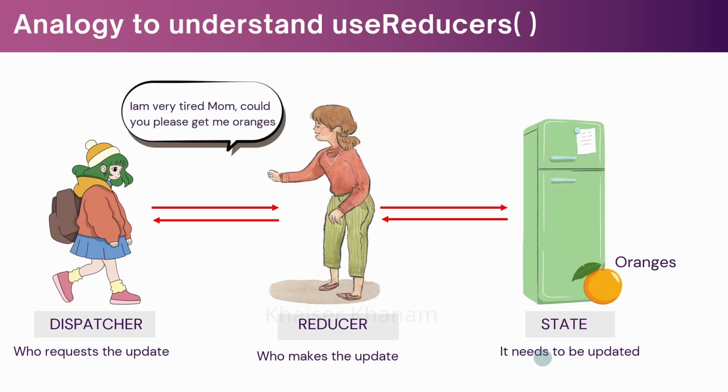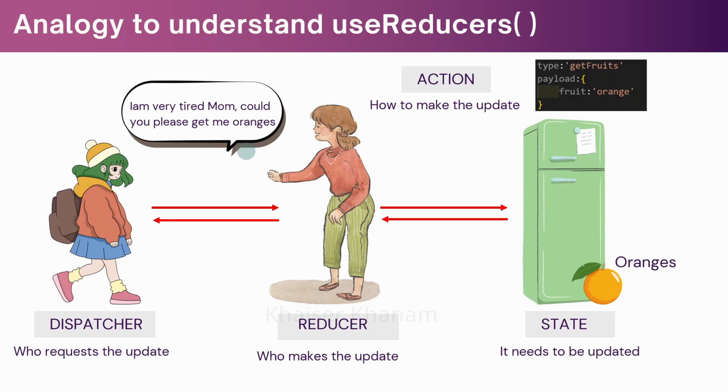She knows because you have exactly told her in your request message, I am very tired mom, could you please get me some oranges? So you have made a clear request, and this request is nothing but the action. So here, using this request message, you are telling how to make the state update. And this is how an action will be represented. Here I have type get fruits and I have payload as oranges. So understand this complete analogy. Once you understand, you will have a clear understanding of the useReducer hook.